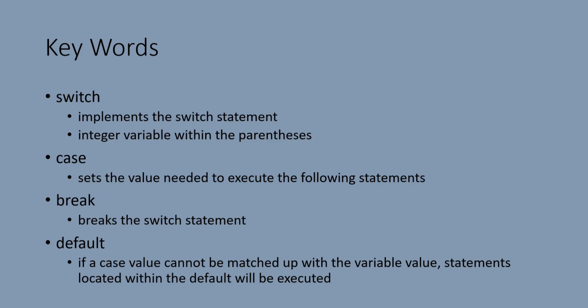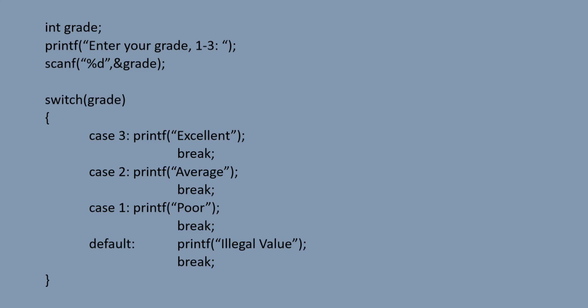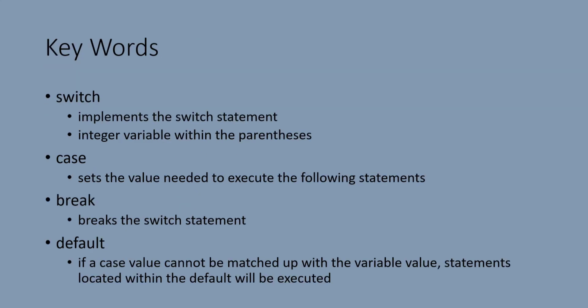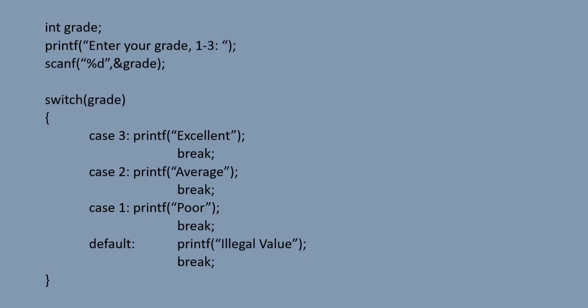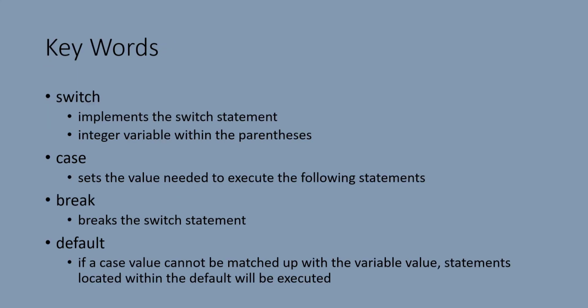Like I said, there are 4 keywords you need to know. Switch implements the switch statement, and within the parentheses, there's going to be an integer variable. That's what it's comparing. Then there's case. This sets the value that's needed to execute the following statements. So you need a 3 from grade to execute these statements. You need a 2 from grade to execute these statements, and so forth. And break.